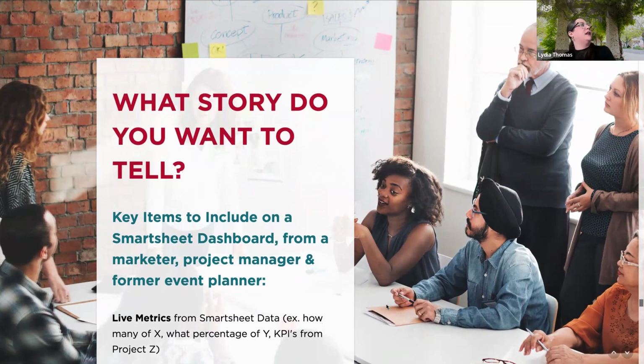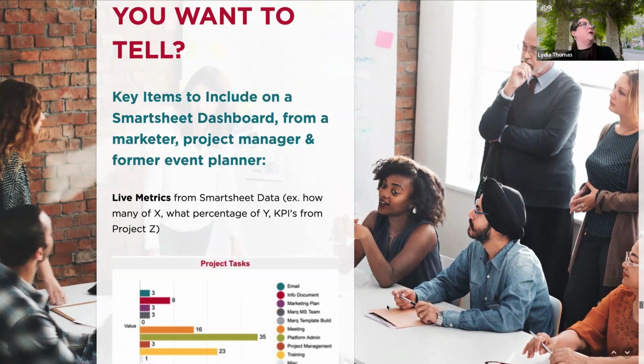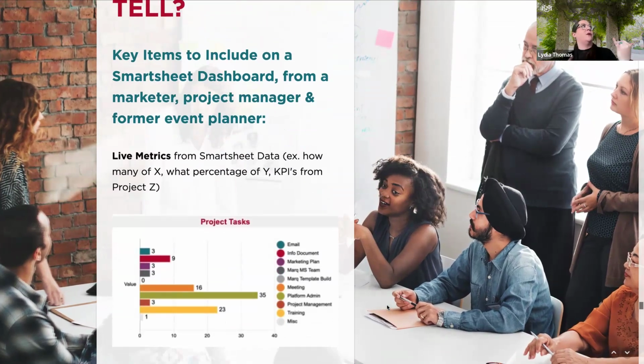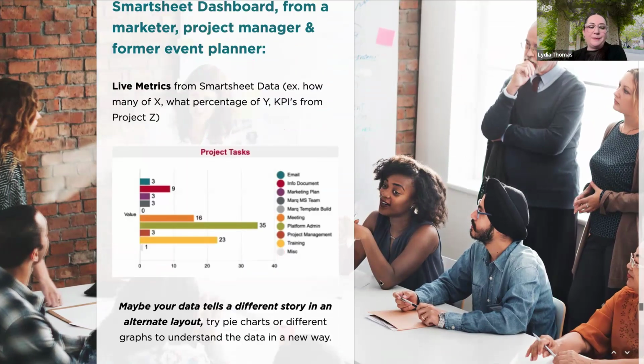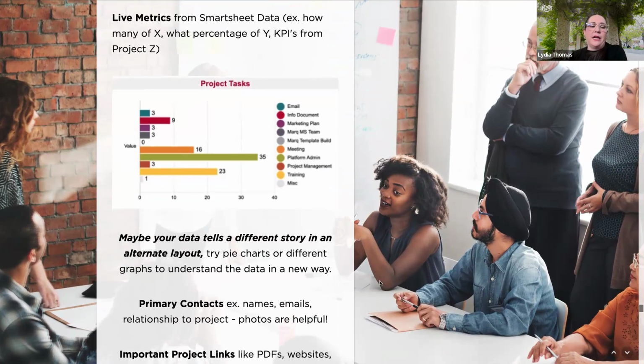This is what I think you should include. Your live metrics, your project tasks, like I was just showing you. How many of this, how many of that? Maybe it's related to your KPIs from whatever project it is.